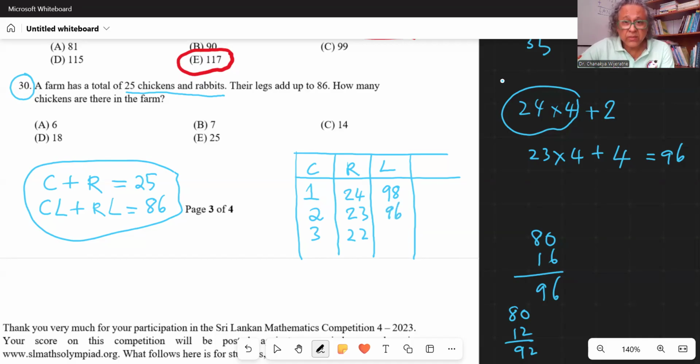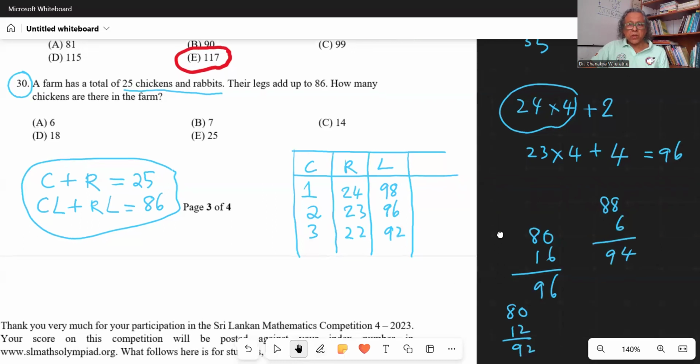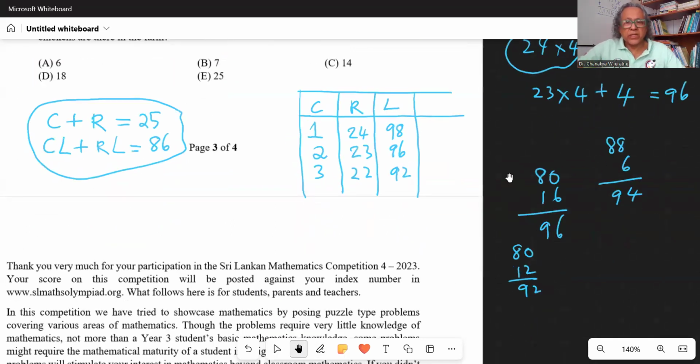Okay, we'll find the number of legs when we have 3 chickens and 22 rabbits. So 22 rabbits, 96, 92, it should be 4 less, 1 rabbit less. So that is actually 88. Plus 1 more chicken, so 6. What do we get? So this is 94. Now we see a pattern. When the chickens increase, the number of legs decrease.